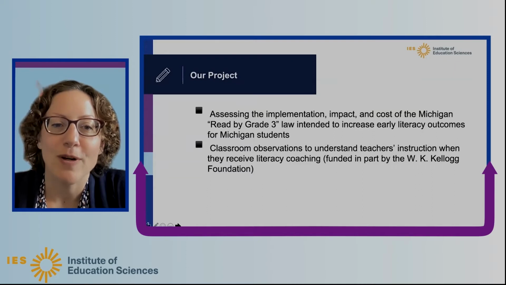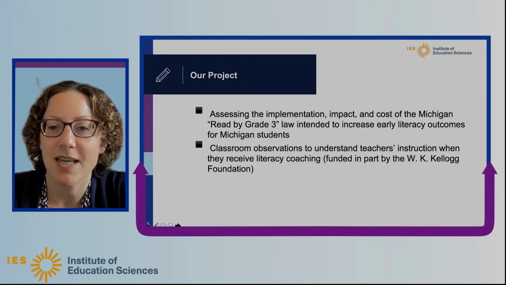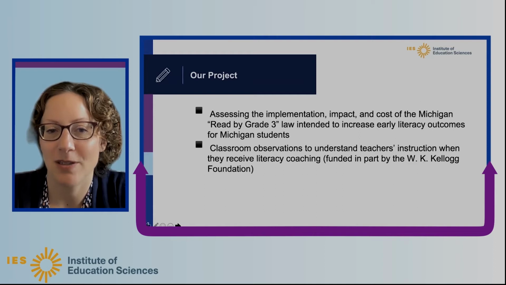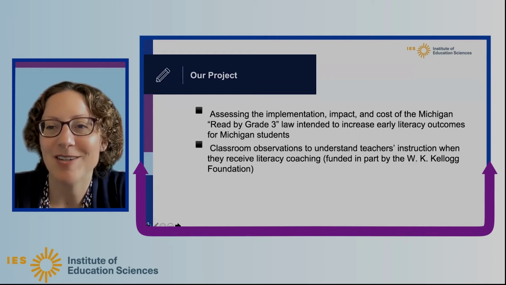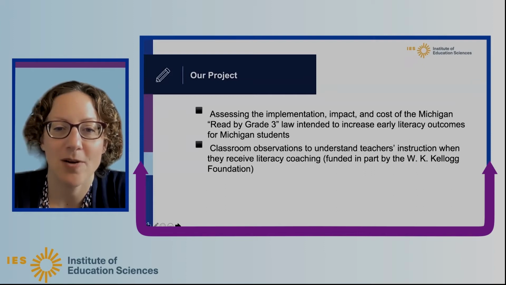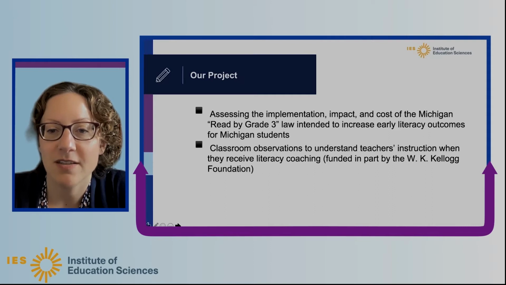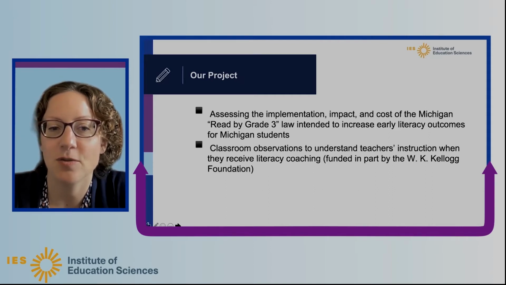So overall, we're interested in looking at the implementation, the impact, and the cost of Michigan's Read by Grade 3 law, including intended and unintended consequences, and how this is impacting early literacy instruction for Michigan students. The part of the project that I'm going to talk a little bit about today, the part that my team works on, is actually classroom observations to understand teachers' instruction when they receive literacy coaching.